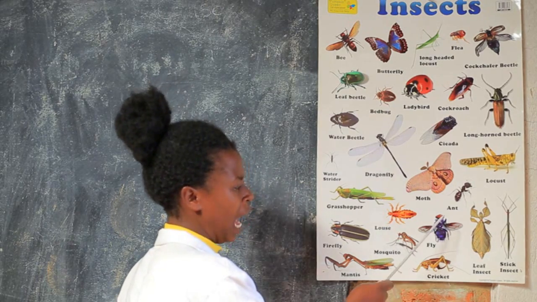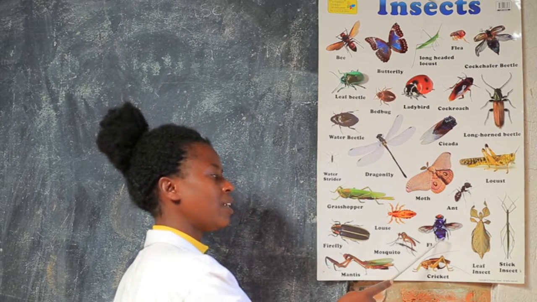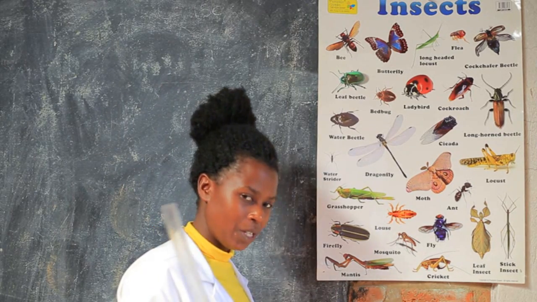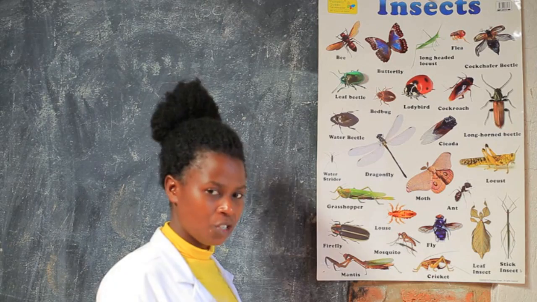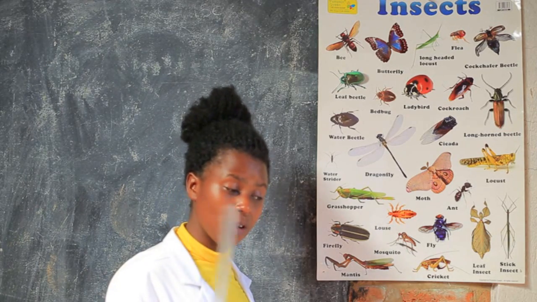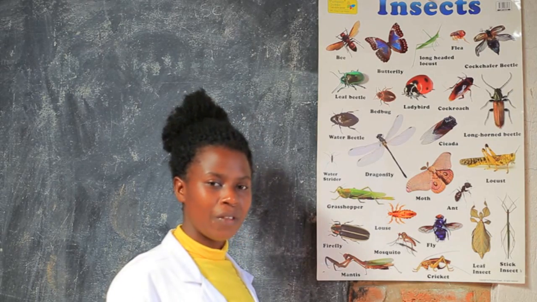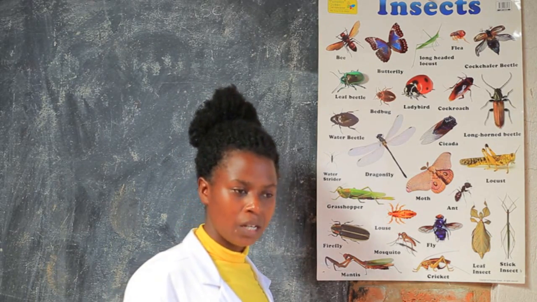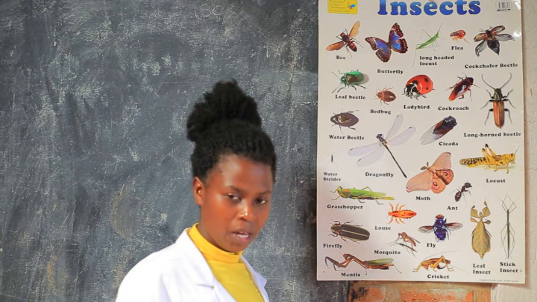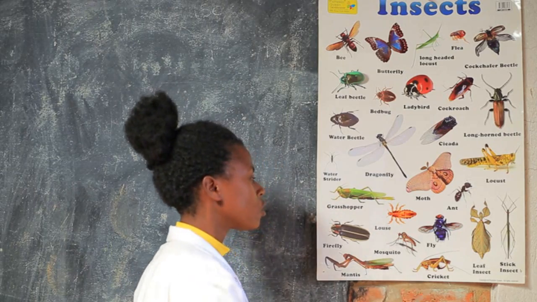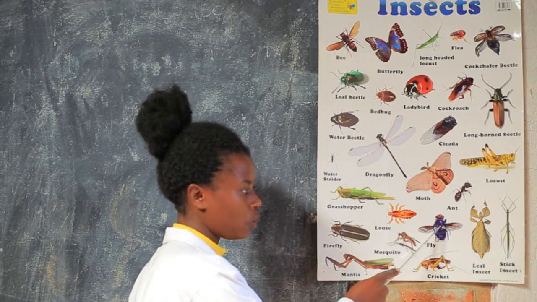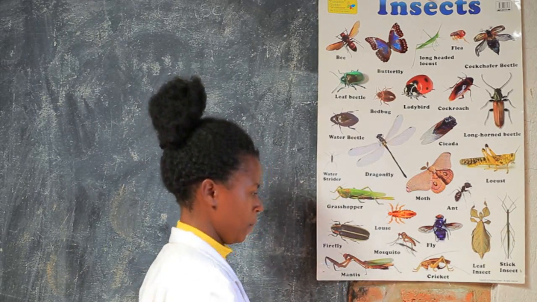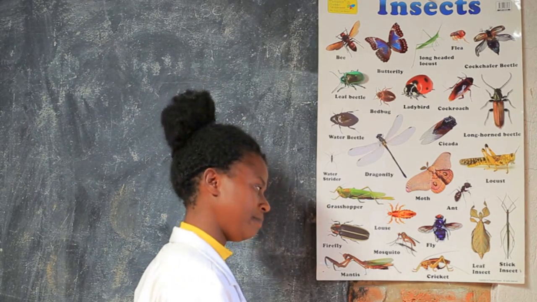This one is called a fly. Mostly this one is found in the toilets and latrines, in dirty places. Whenever you are staying in a dirty place, know that a fly will come in, and when you eat dirty things, they make your stomach bad. So this one is called a fly.